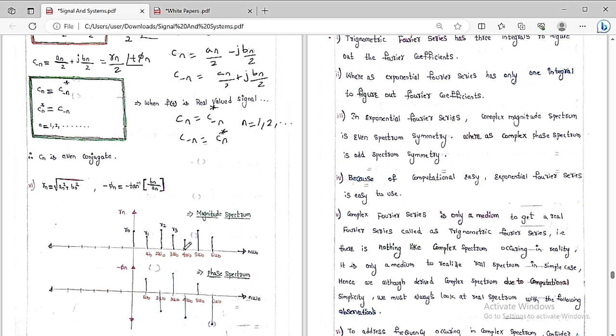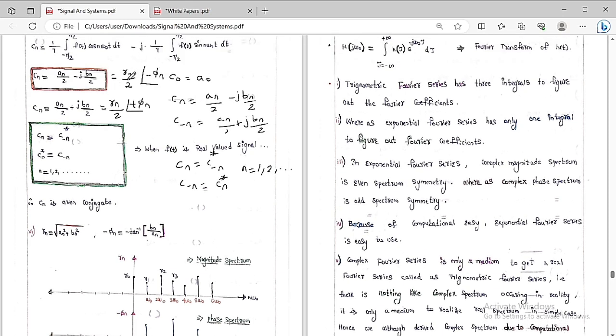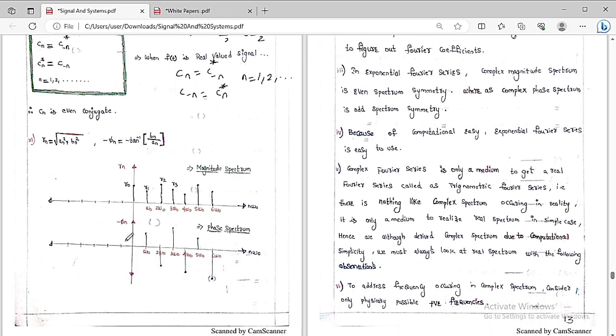If you substitute n is equal to 2, we are going to get R2. Like that we are going to get here. So this is called the magnitude spectrum. And this is called the phase spectrum. So phase spectrum is nothing but minus phi n.